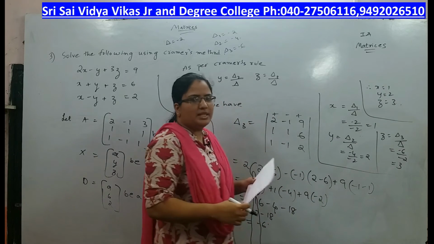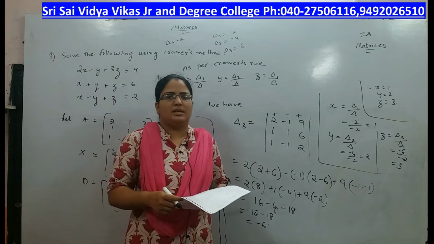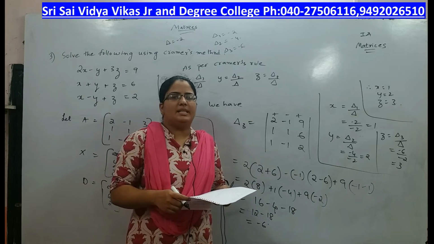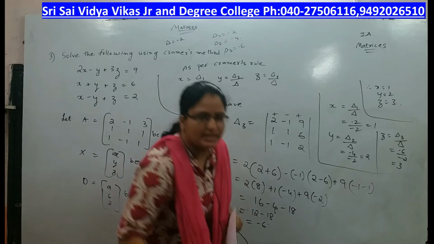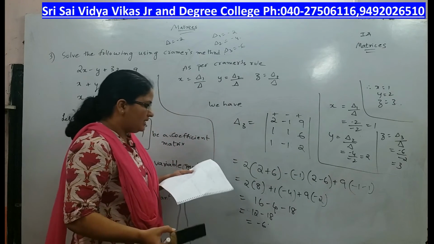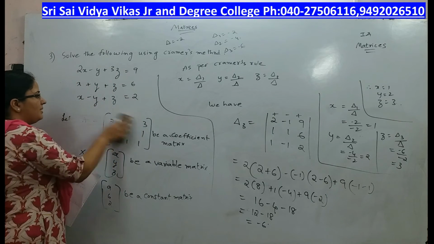So that is about finding x, y, z values using Cramer's rule. Today we shall discuss a new method called matrix inversion method. There is one more method for finding the values of x, y, z, and that method is matrix inversion method. Today we shall discuss matrix inversion method also.